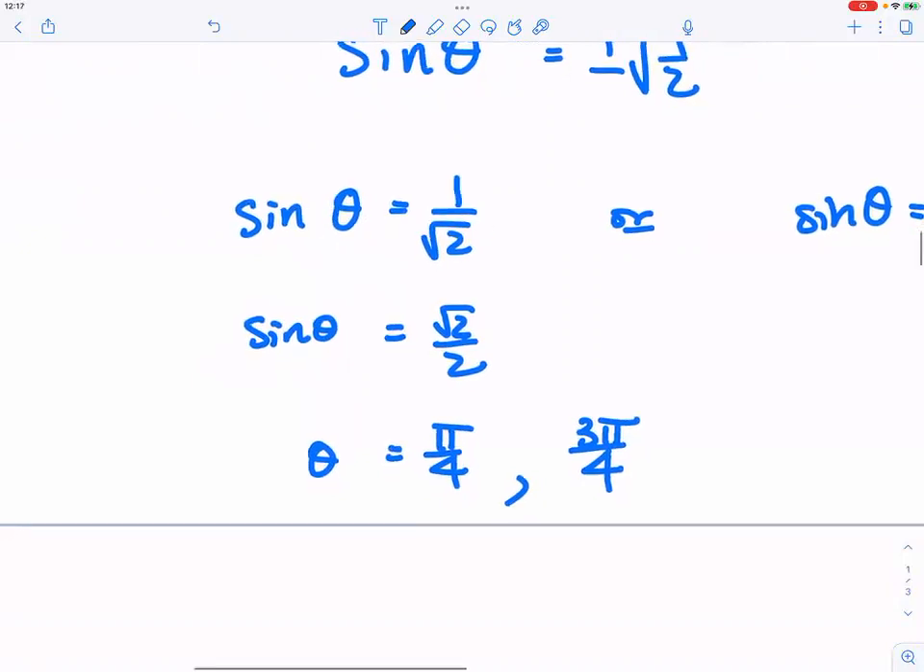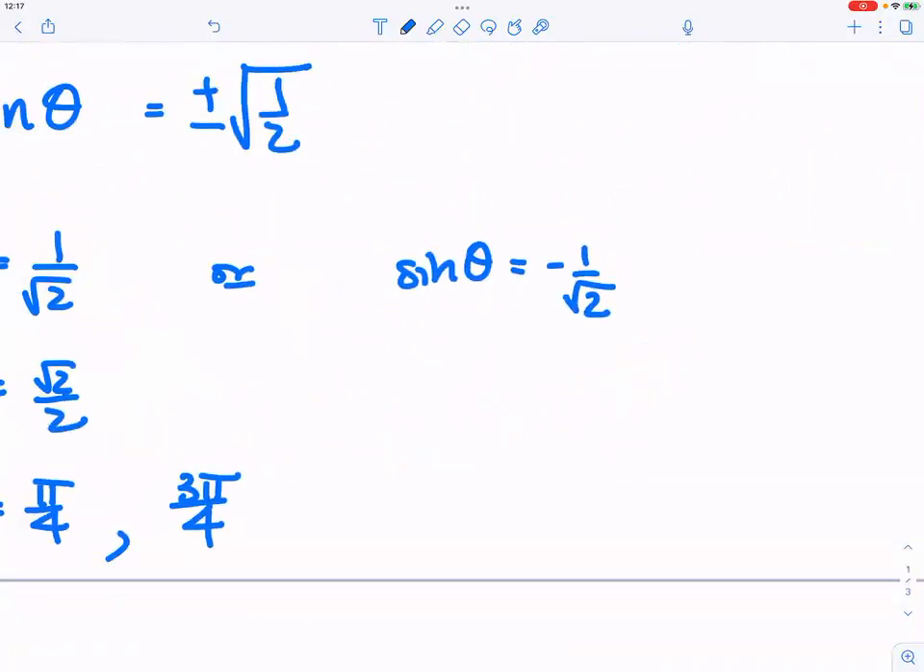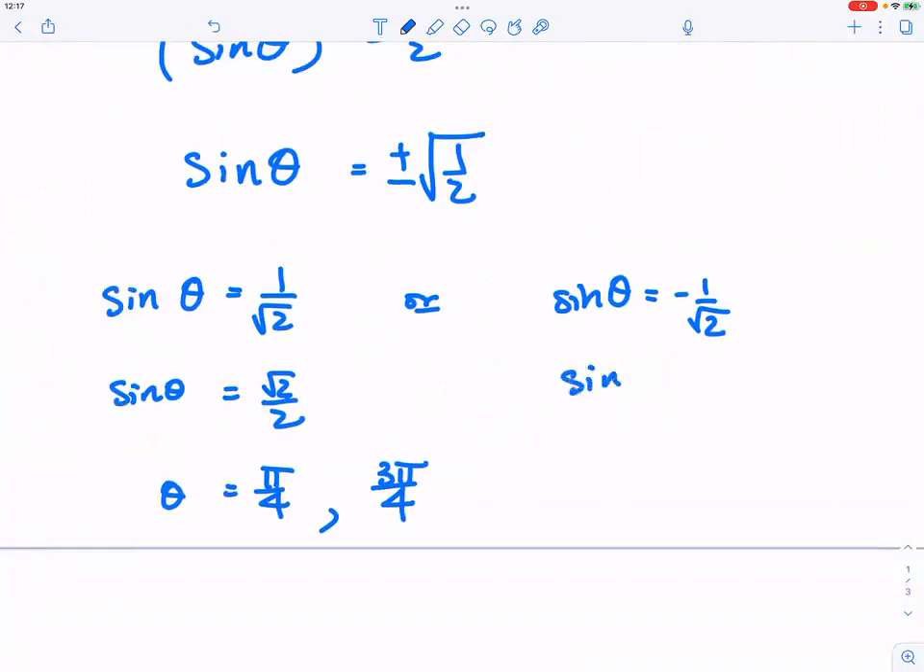And the same line of questioning, same thought process, on the right-hand side. Sine theta is equal to negative 1 over root 2. That means sine theta is equal to negative root 2 over 2. And that means theta is equal to the angle that gives you the y value of negative root 2 over 2, which is 5 pi over 4 and 7 pi over 4.